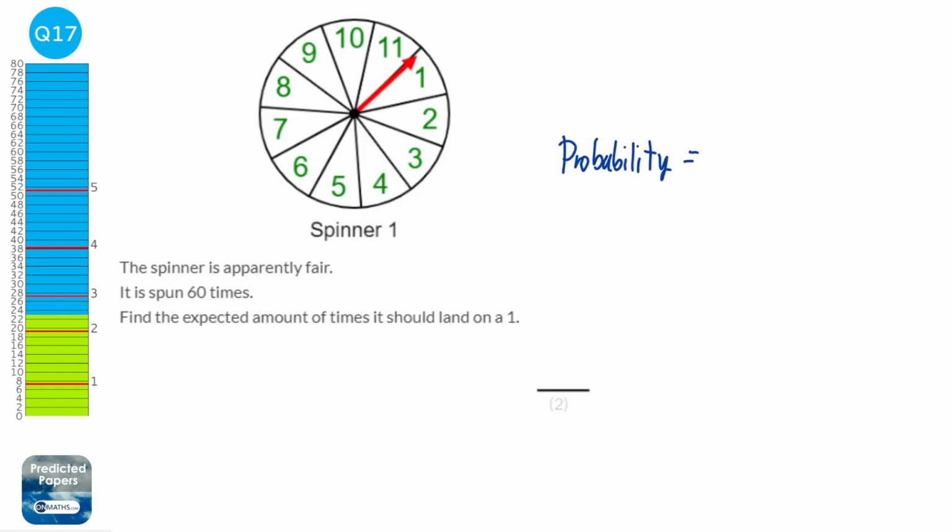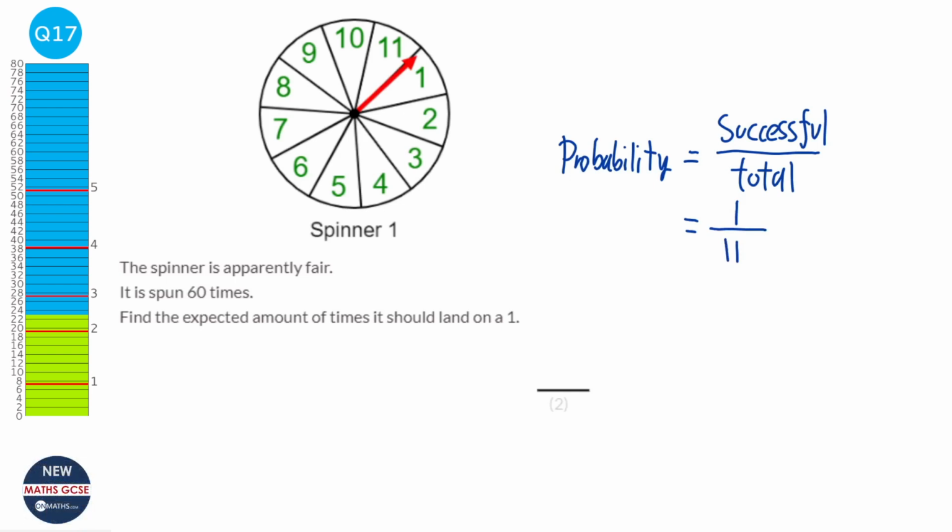So to find the probability, we're going to do the successful outcomes divided by the total number of outcomes. Looking at this question, it says number of times it should land on a 1. So that would be 1 over the total amount, which is 11. So the chance of us getting a 1 is 1 over 11.